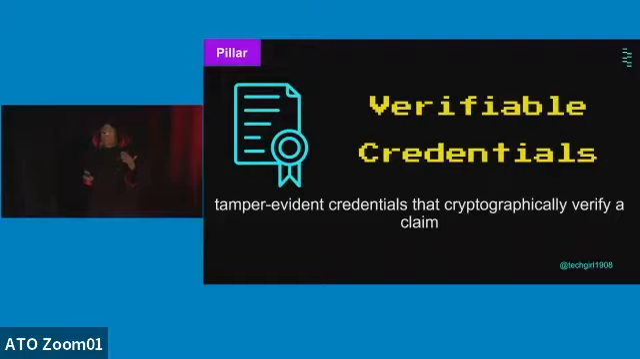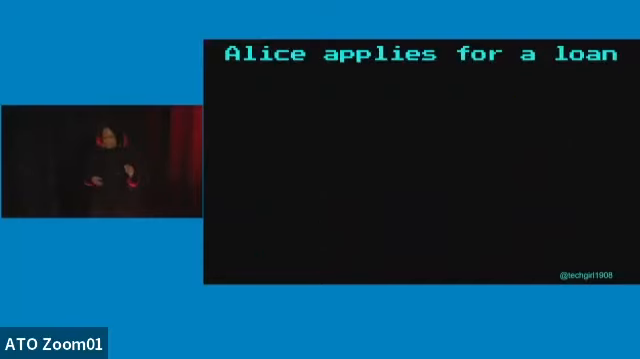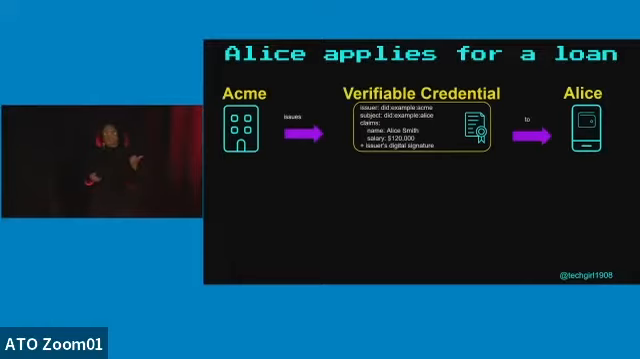But claims that are made about a DID subject can be cryptographically verified. Let me show you an example. So let's say that Alice wants to apply for a loan and the lender needs to verify her employment. So her employer, Acme, can issue a cryptographically signed, verifiable credential, which would then be stored in Alice's wallet.